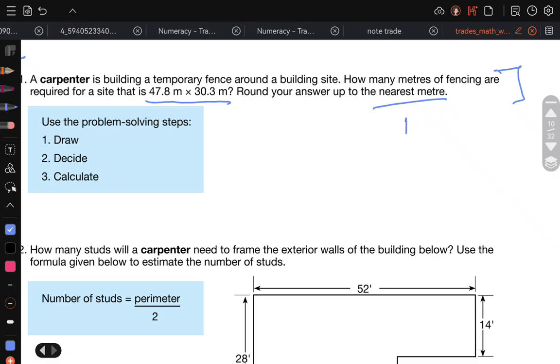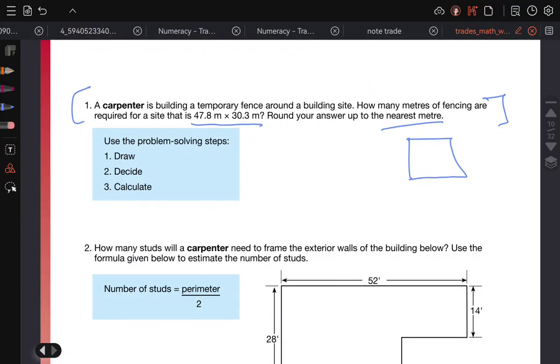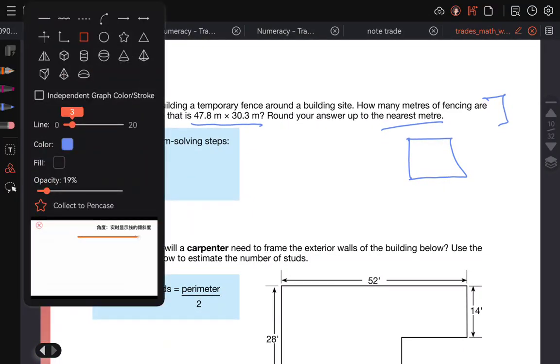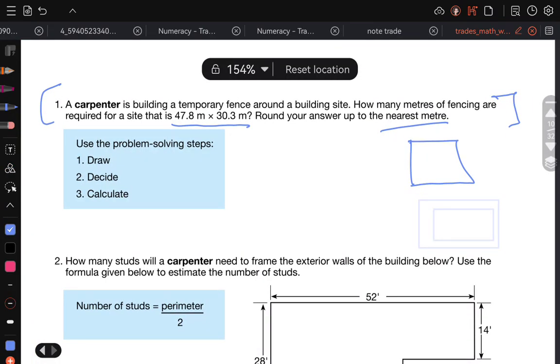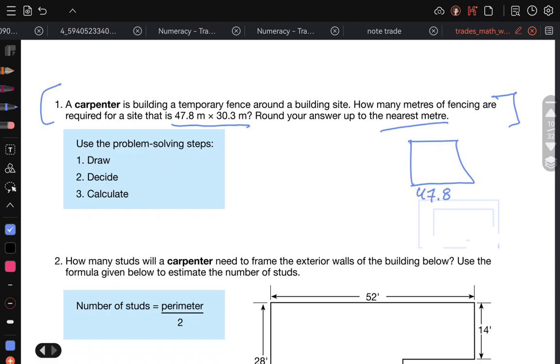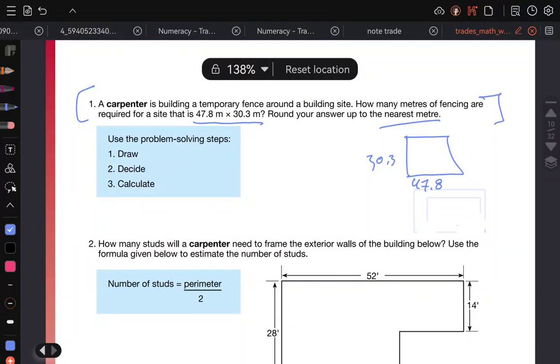Let's first draw the thing. This is the fence. Let me do it in a square. This one is a square. I don't know if this is a square or not. So this is the width, which is 47.8, 47.8. The other one, 30.3. Until this point everything is clear.